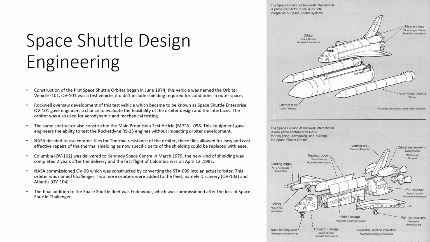NASA commissioned OV-99, which was constructed by converting the STA-099 into an actual orbiter. This orbiter was to be named Challenger. Two more orbiters were later added to the fleet, namely Discovery and Atlantis. The final addition to the Space Shuttle fleet was Endeavour, which was commissioned after the loss of Space Shuttle Challenger to an accident.